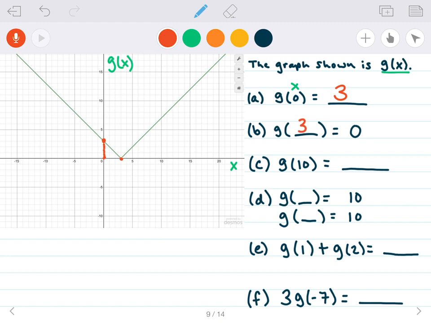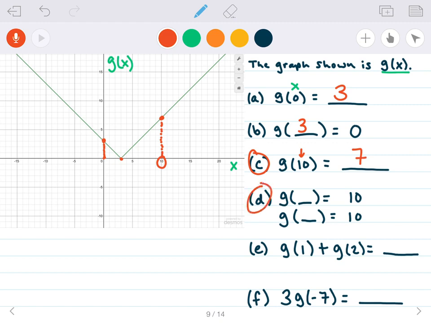Okay. Next one says, when my input is 10, what is my output? Well, let's look at the graph. So here's my input of 10, and now I want to just look to see where it hits vertically, and that's right here. Looks like 6, 7, at 7. So this is going to be 7.